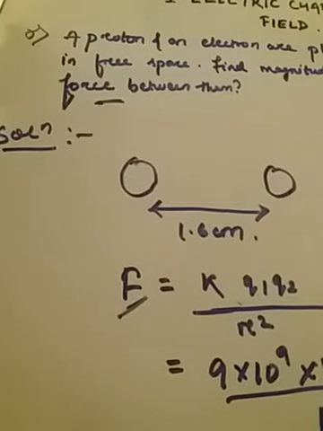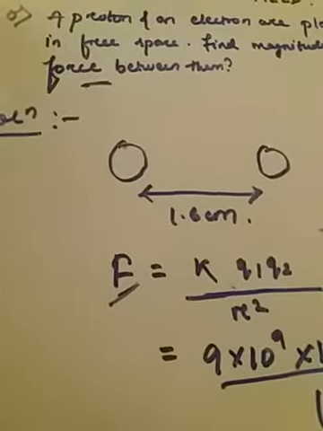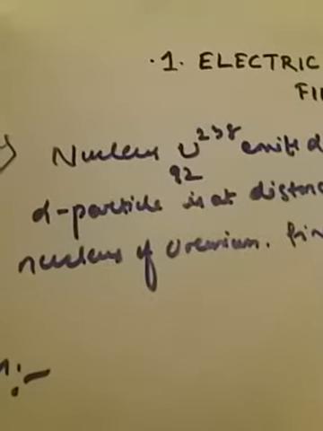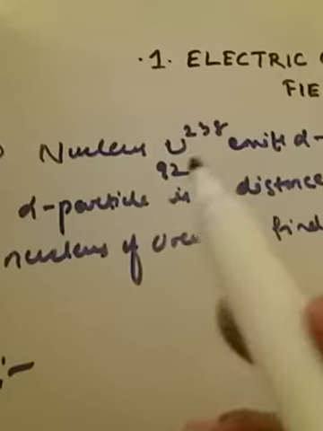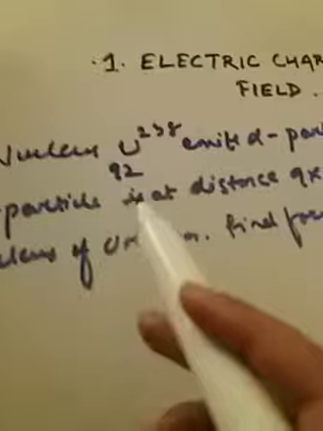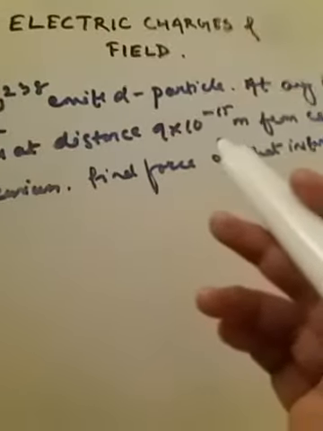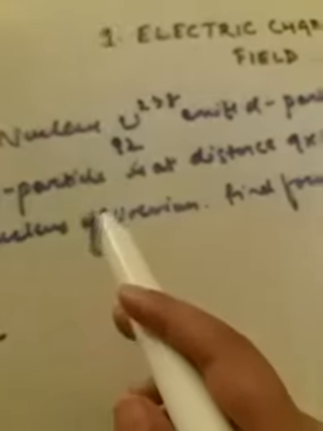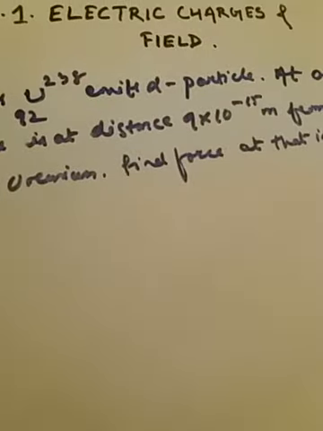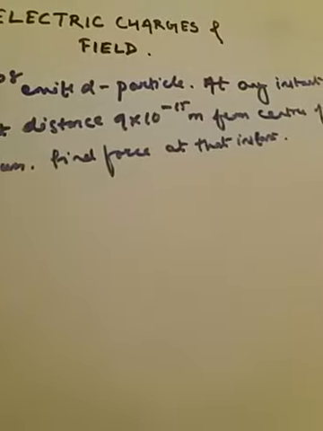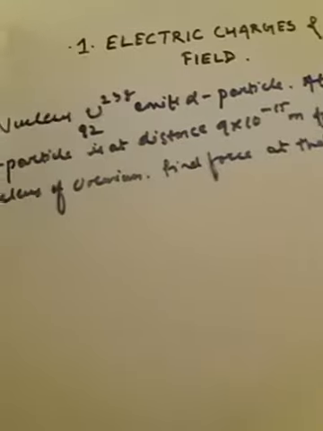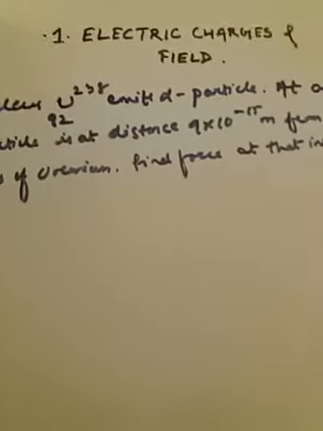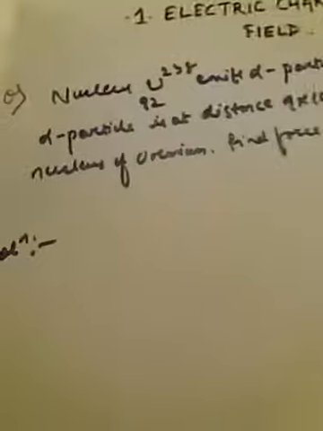Then let's see another question. The next question for you all is: the nucleus uranium-238-92 emits an alpha particle. At any instant, the alpha particle is at a distance of 9 into 10 to the power minus 15 meter from the center of the nucleus of uranium. Find the force at that instant. So see the solution here.